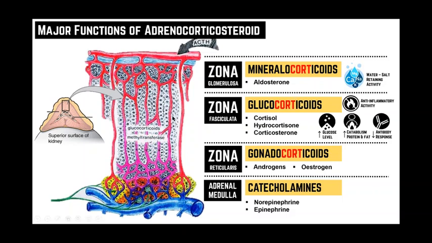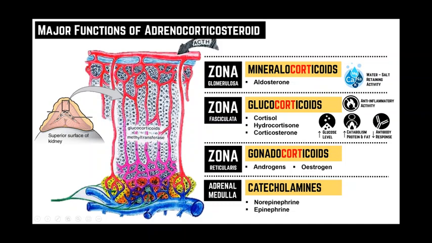The central layer of the adrenal cortex, the zona fasciculata, will produce cortisol, which is a natural glucocorticoid. Besides that, hydrocortisone and corticosterone are synthetic glucocorticoids. These glucocorticoids have anti-inflammatory activity. The presence of these glucocorticoids will increase the level of glucose. These glucocorticoids also have immunosuppressive effects in our body. Besides, they can catabolize protein and fat.